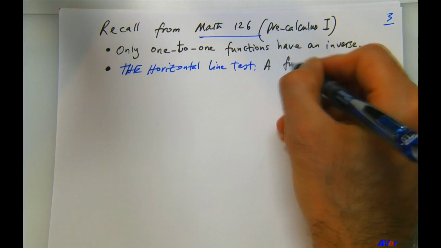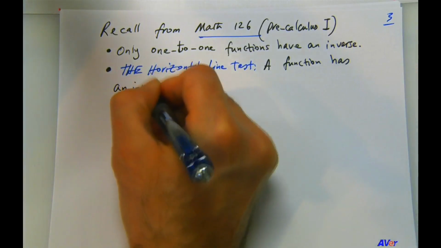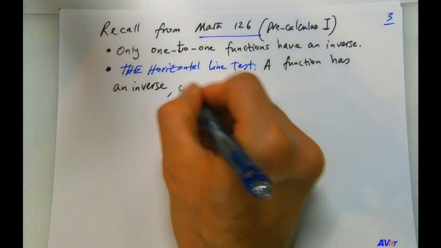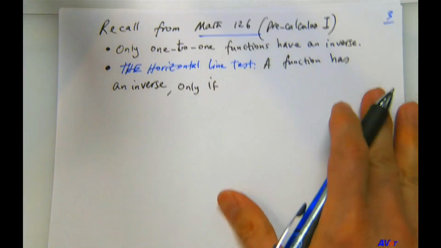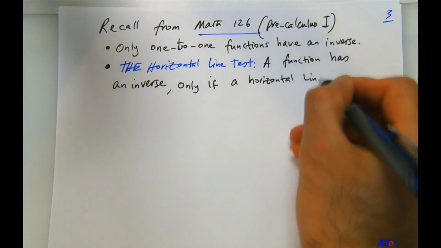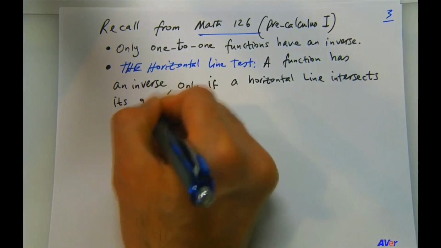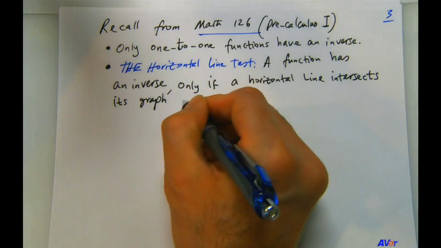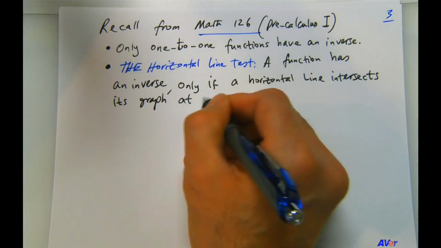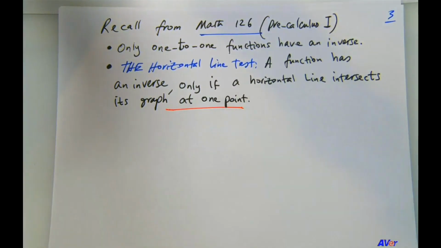A function has an inverse only if a horizontal line intersects its graph at one point. So if this is true, then the function we're dealing with has an inverse. It has to be one-to-one.